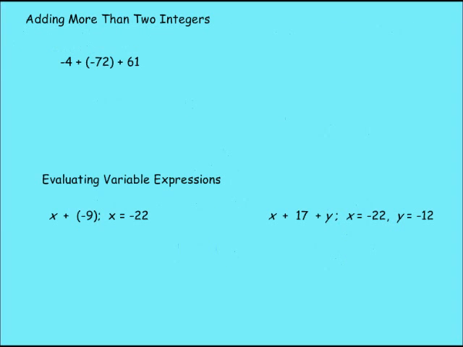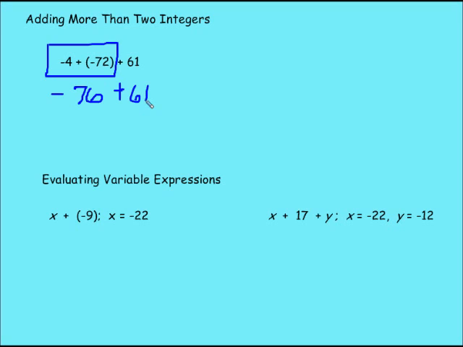Now, what if we're adding more than two integers? Same rules apply. We have negative 4 plus a negative 72 plus 61. Remember, these parentheses are just holding that negative sign there. They are not counted in your order of operations. A good plan is to get the same signs together first. So the negative 4 plus the negative 72 would give you same signs. Add those together and give them that sign. So we have a negative 76. And then we didn't do anything yet with the positive 61.